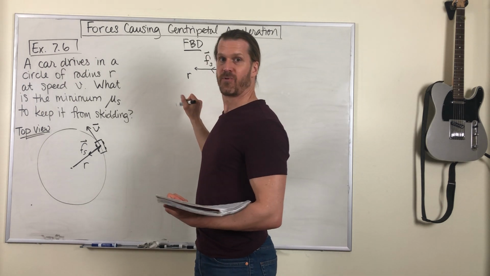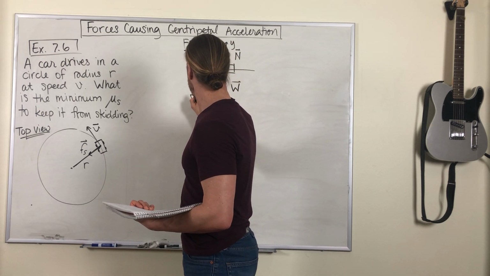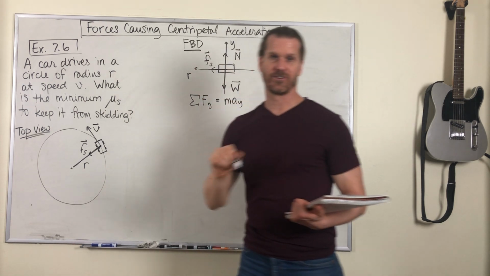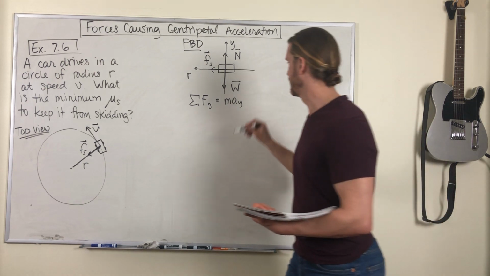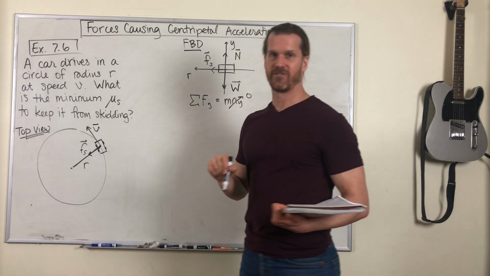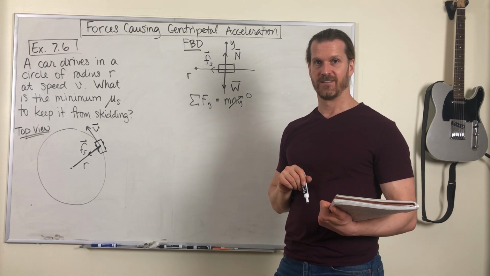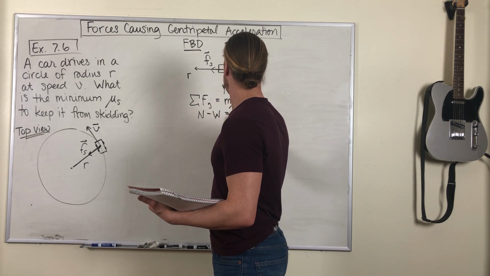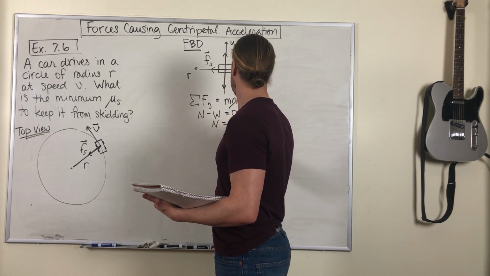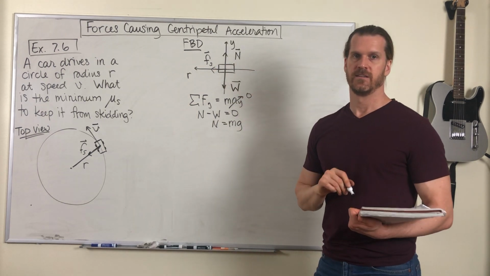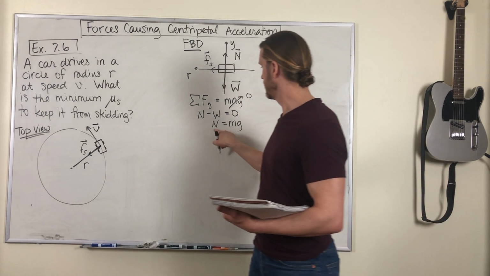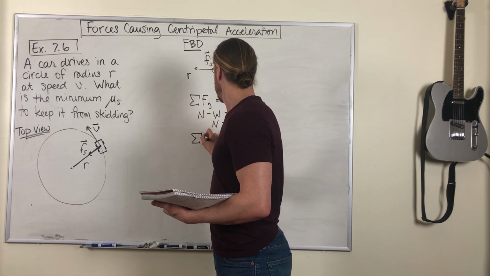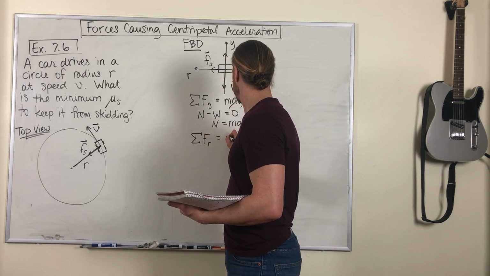Now this is a Newton's second law problem, so I'm going to do my usual Newton's second law analysis. Because we have friction involved, I'm going to look at the y direction to get the normal force. Sum of the forces in the y direction is 0. The car is not accelerating up and down. So we've got N minus w equals 0, or N equals mg, which often happens. Now we have a value for the normal force, and we'll look at Newton's second law in the radial direction.